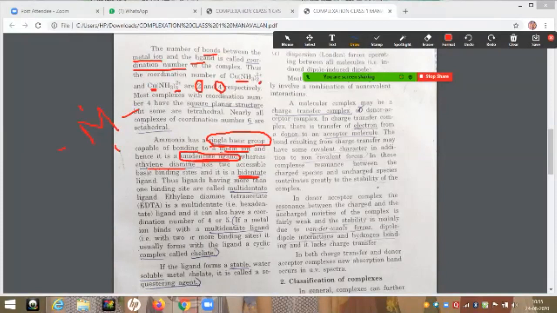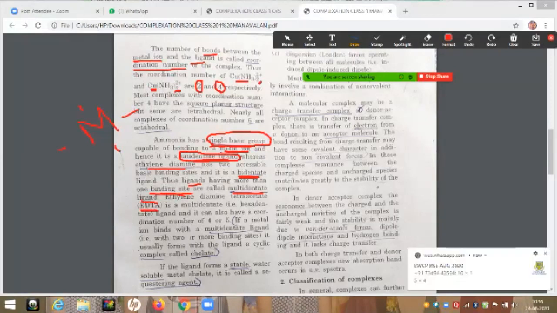Thus ligands which have more than one binding site are called multidentate ligands. The substances, that is the organic molecule or inorganic molecule or any ion, if they have more than one binding site, we call them multidentate ligands. Example, EDTA, ethylene diamine.